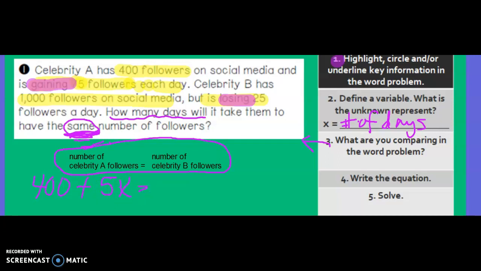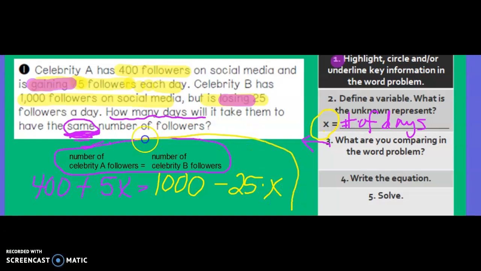Celebrity B, on the other hand, sorry, my pen is having trouble changing colors here. Celebrity B has 1,000 followers on social media, but is losing 25. So losing means we're going to take away, and it's 25 each day, which we're calling X. So in 1 day it would be 25, in 2 days it would be 2 times 25. So in X days it's 25 times X, or just 25X.